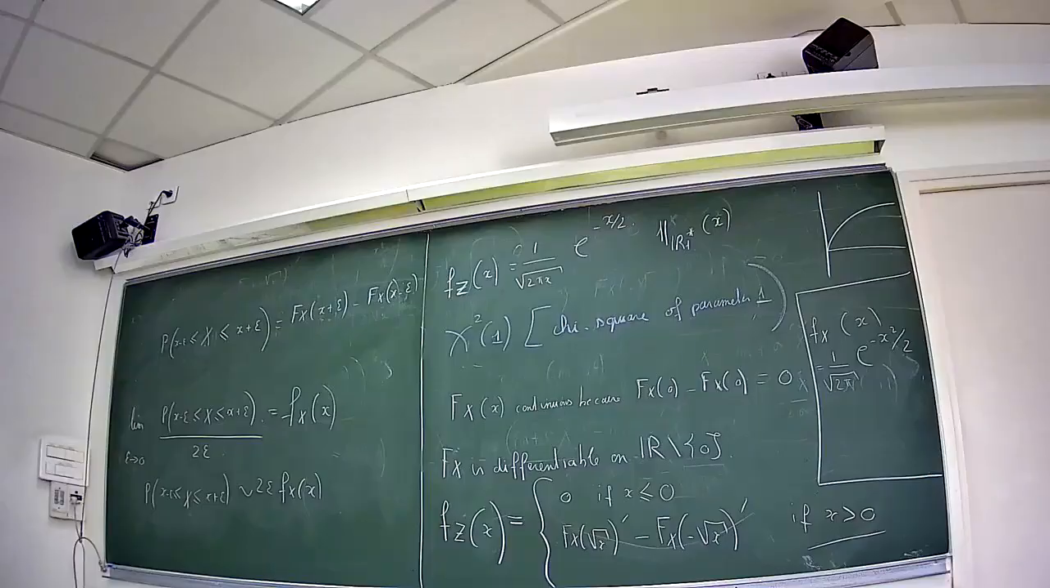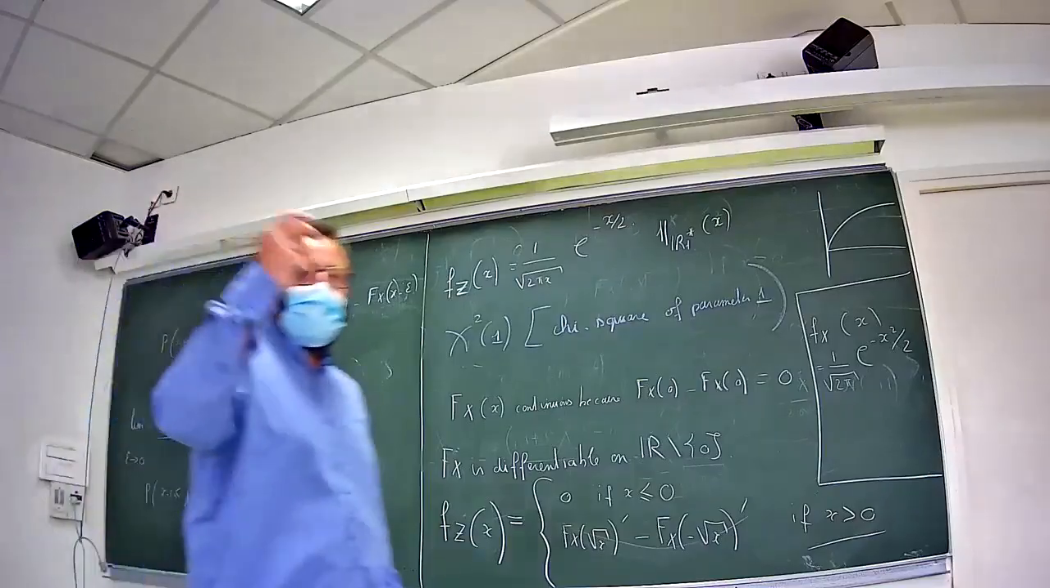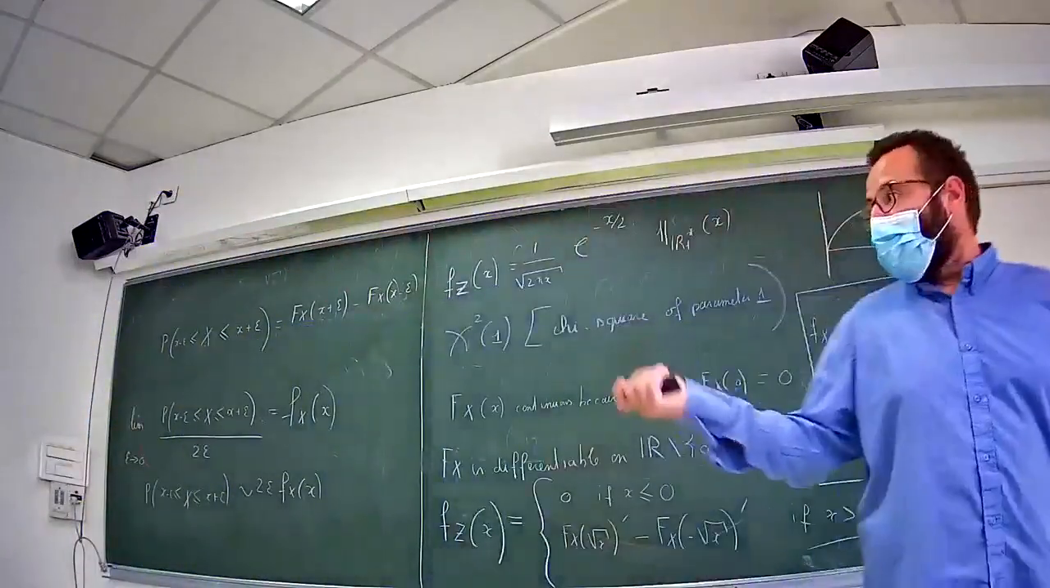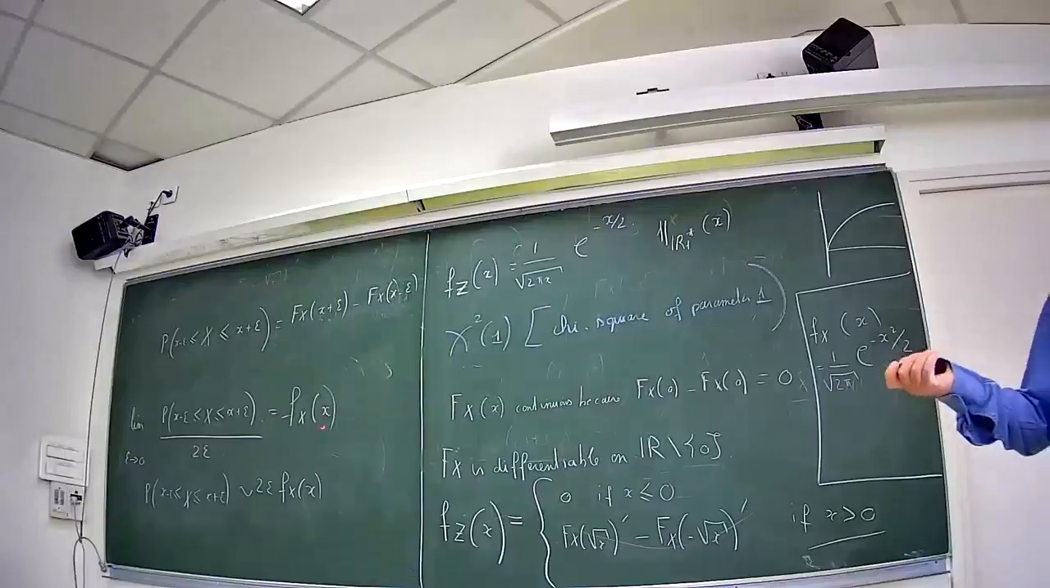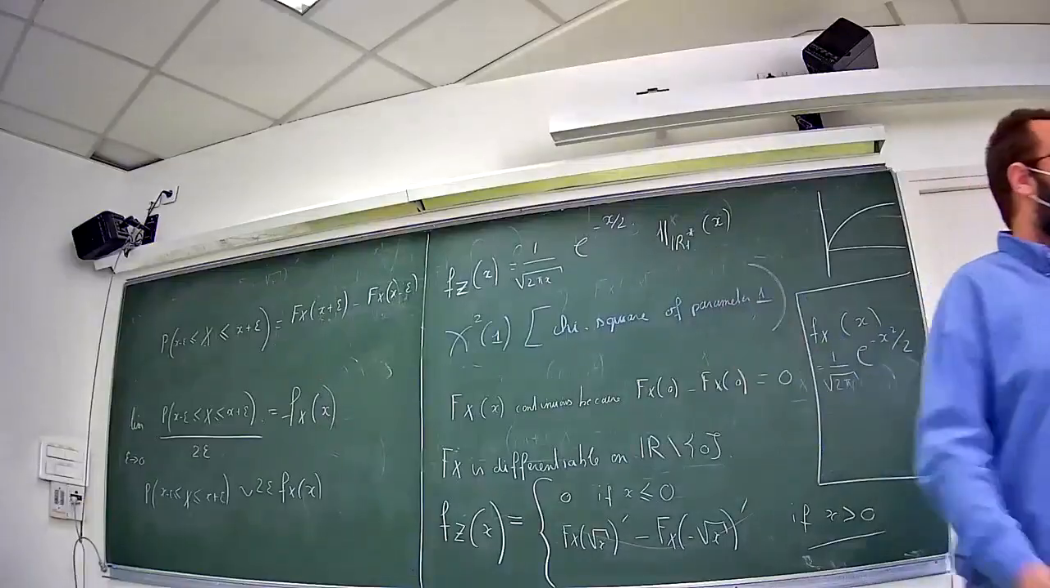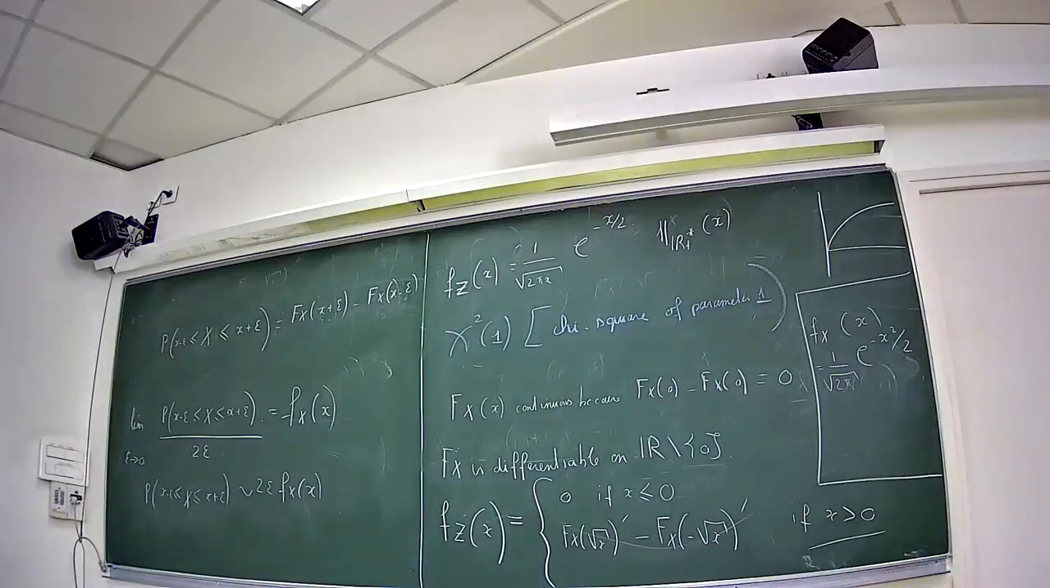A priori, I don't know. When I have 0 over 0, it can be anything. But in this particular case, the limit exists, and it's one way to define, if you want, the density function. Okay?